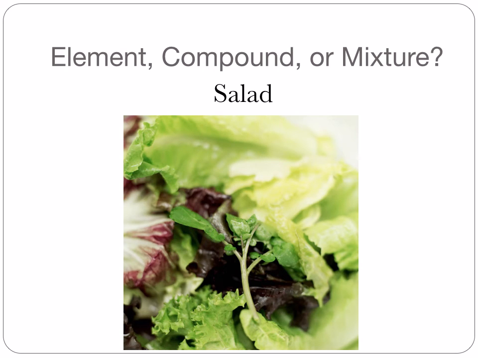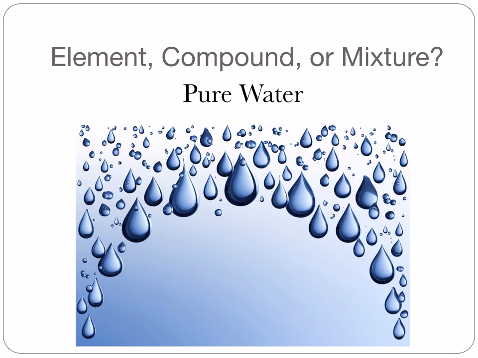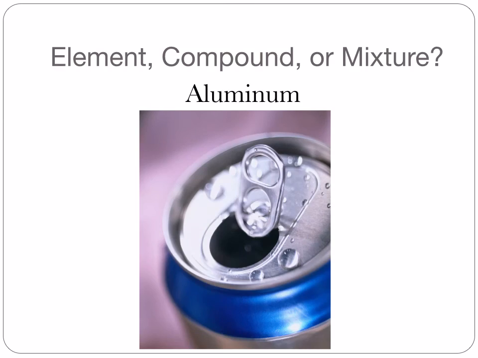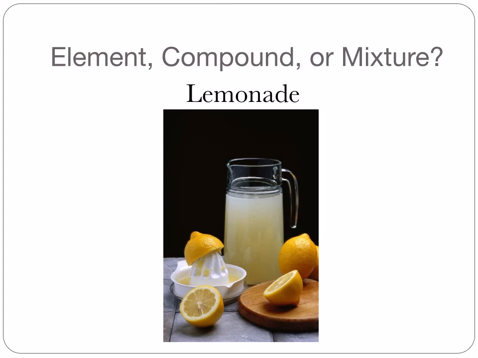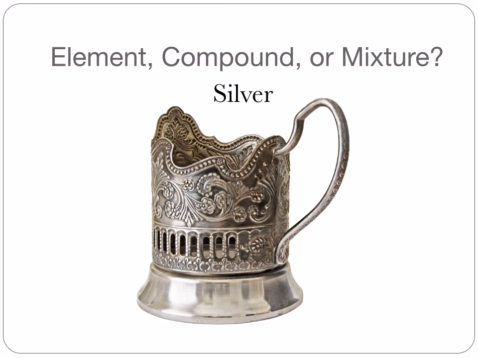Salad. Salad is a mixture. Pure water. That should give you a hint, and we talked about it. Water is a compound, H2O. Aluminum, we also discussed. Aluminum is an element. Lemonade, think about how you make it. What are the ingredients? Lemonade is a mixture.